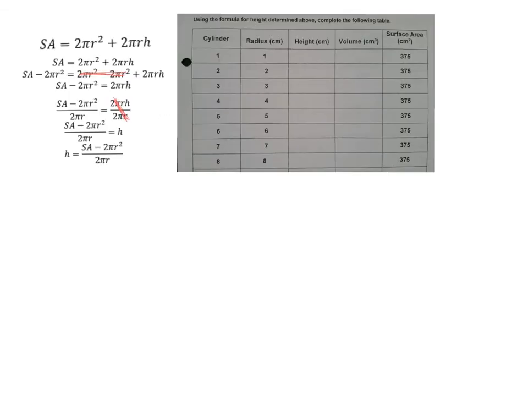With our cylinder formula now rearranged to express the height in terms of the radius, we can complete the height column of the chart in the handout. So that's this column right here. To find the height, you substitute the given surface area for SA and the radius from the radius column in for r. So to find the height for cylinder 1, your equation should look like this. I have put brackets around the expression in the numerator just so you can understand that that part should be solved first before you divide by the denominator.